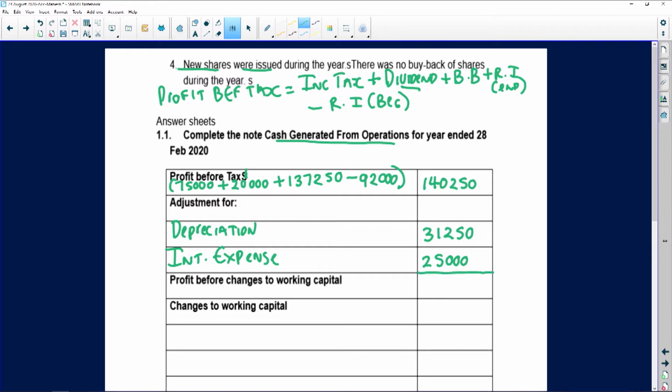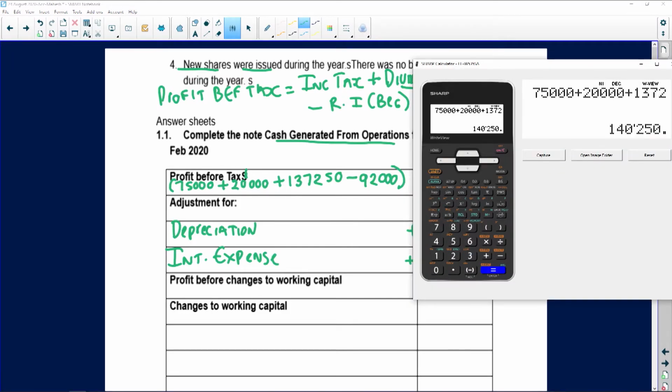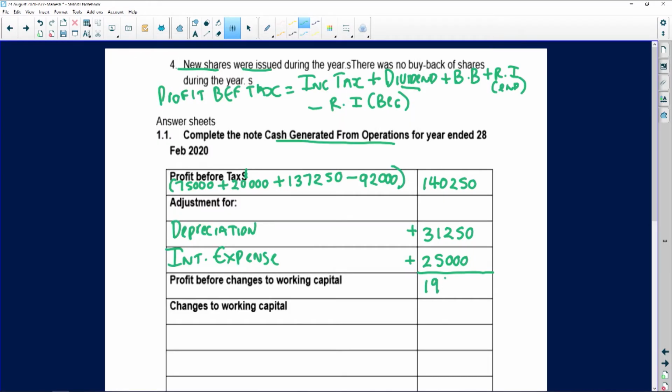Let's now calculate our profit before changes to working capital. So please remember, you are adding depreciation and you are adding interest expense to get profit before changes to working capital. So let's do that. We are adding depreciation 31,250, and then we are also adding 25,000 to get an amount of 196,500. So I'm just going to fill that in, 196,500. And this is normally a method mark, so don't leave it blank. Make sure you fill in that amount.